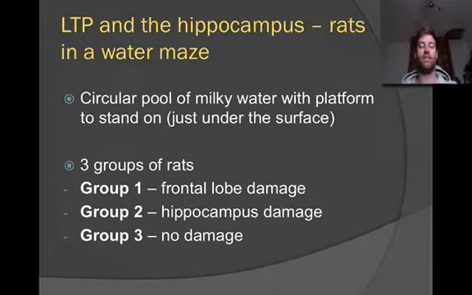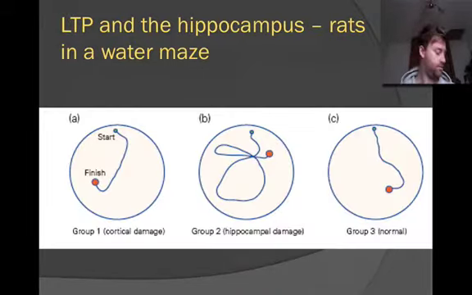Now, as they put the rats in all the time, eventually through trial and error learning, the rats would remember where the platform was, so they didn't feel like they were going to drown. So let's have a look at their results. Over time, you can see there, Group A, which had some frontal lobe damage, found a pretty streamlined way. That was the average pathway that was recorded, and over time they got the hang of it.